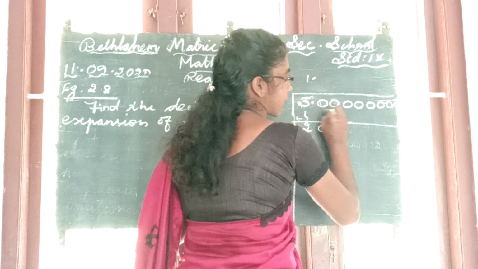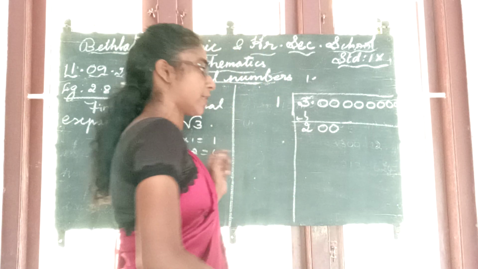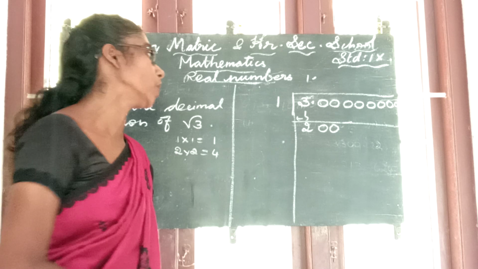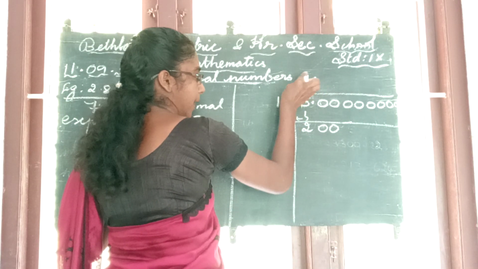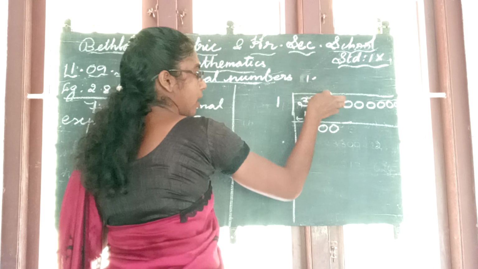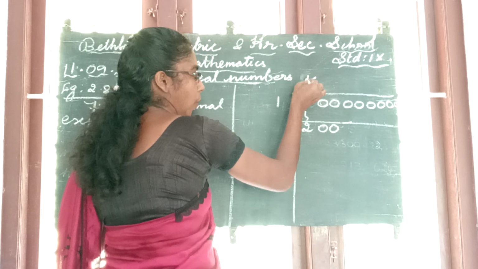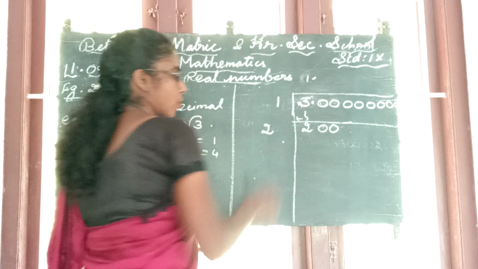I am writing first 1 2 4 6 8 0. 2 zeros I am taking down. 2 digits I am taking down. Next, this quotient you have to multiply by 2. 2 digits I am taking down. Afterwards what do you have to do? 1 into 2. Quotient multiply by 2, 1 2 is 2.